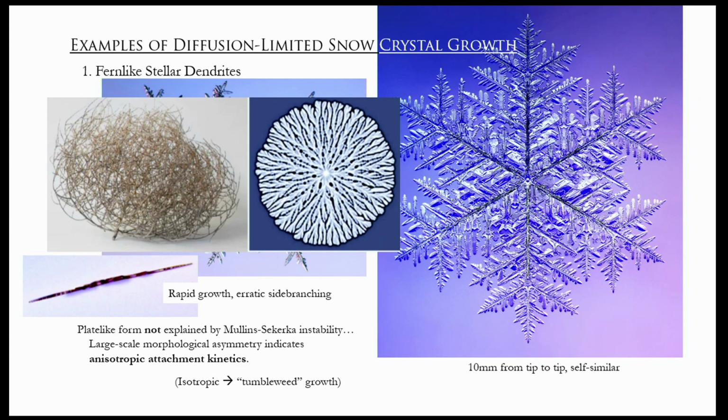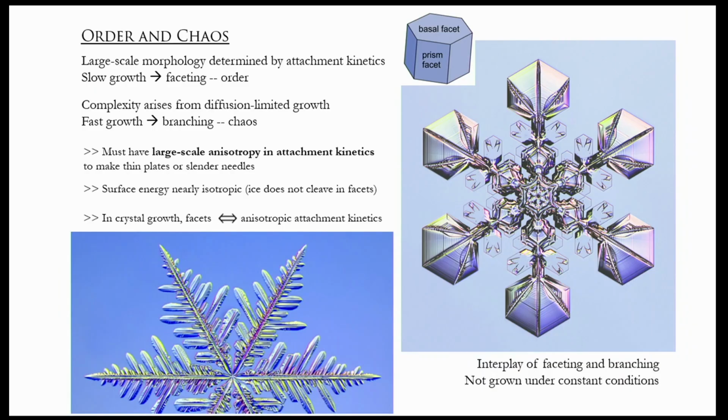And here's a really big snow crystal. That is the world's largest documented snow crystal. 10 millimeters from tip to tip. Lots of branching. It's a big one. Found that one in northern Canada. Got to be very calm.